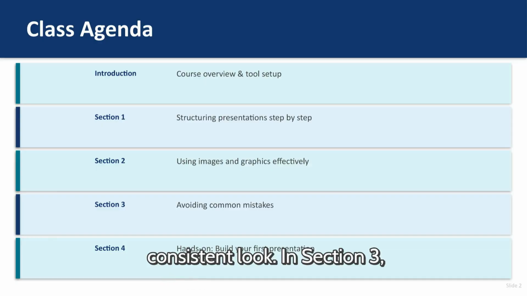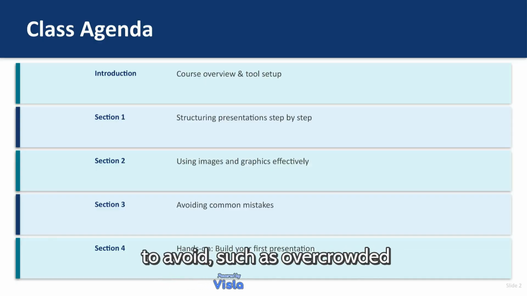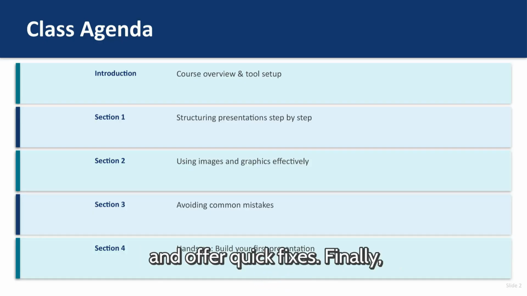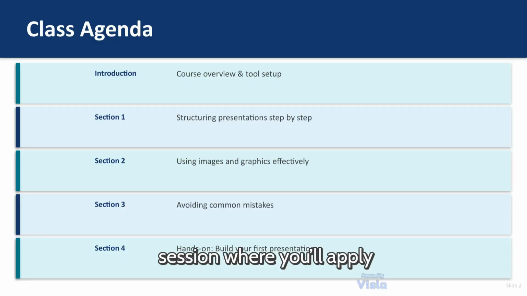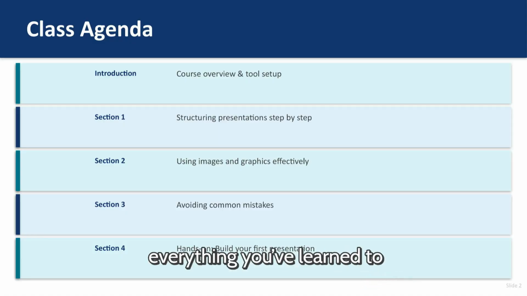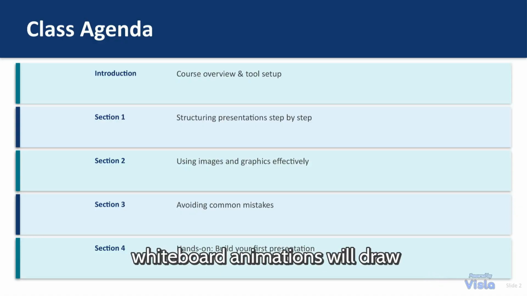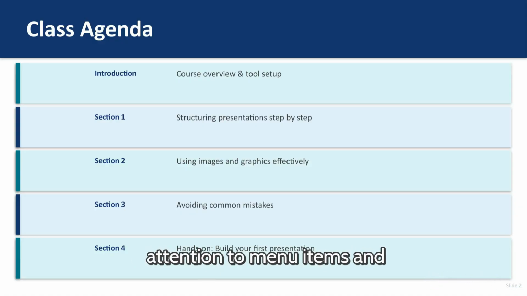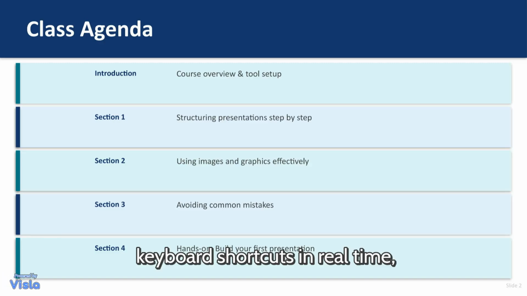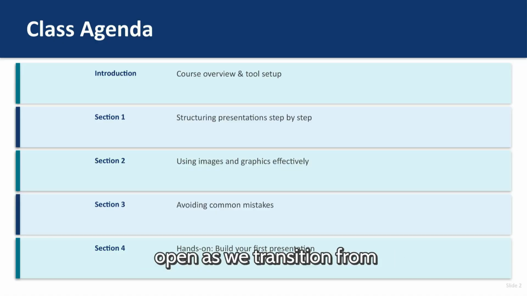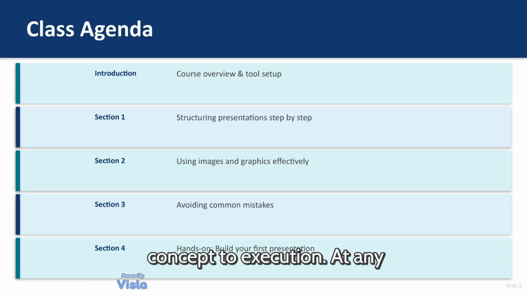In Section 3, we'll highlight common mistakes to avoid, such as overcrowded slides or inconsistent formatting, and offer quick fixes. Finally, Section 4 is a hands-on build session where you'll apply everything you've learned to create your first slide deck. Throughout each segment, whiteboard animations will draw attention to menu items and keyboard shortcuts in real time, making it easy to follow along. Keep your Google Slides window open as we transition from concept to execution.